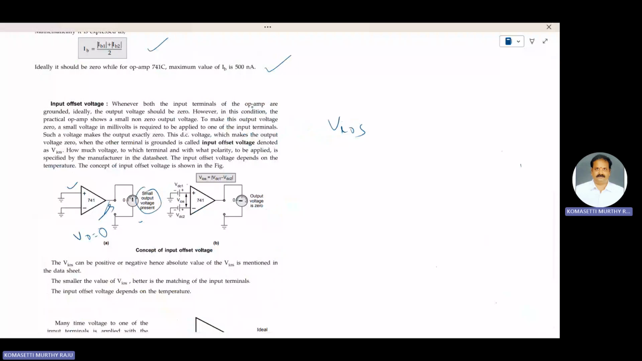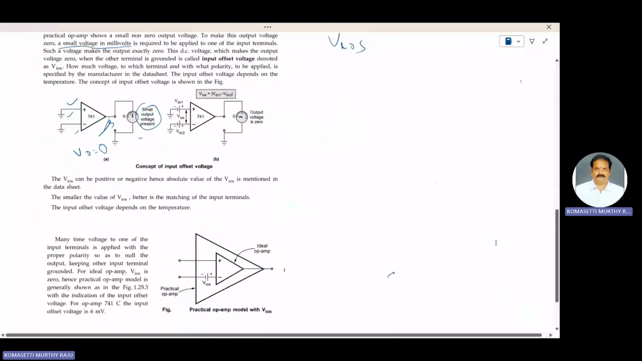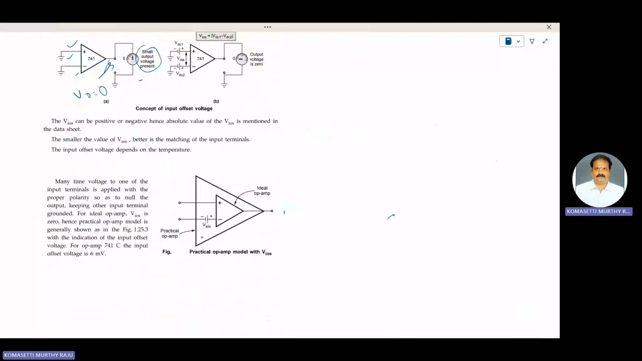Whenever both the input terminals of the op-amp are grounded, ideally the output voltage should be 0. However, in this condition, the practical op-amp shows a small non-zero output voltage. Our aim is to make this output voltage 0. What to do? A small voltage in millivolts, VIOS, is required to be applied to one of the input terminals.